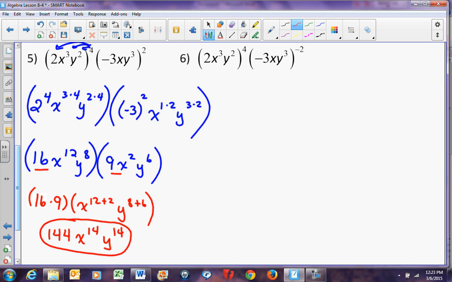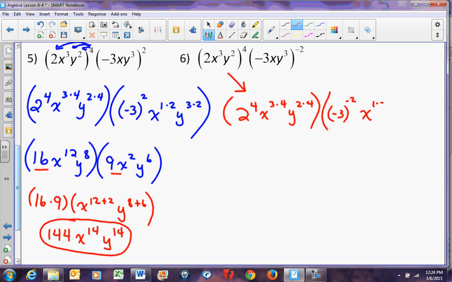Okay, so let's equate this again. This will be 2 to the 4th, x to the 3 times 4, y to the 2 times 4. There's my first parenthesis. My second parenthesis will be negative 3 in parentheses to the negative second power, x to the 1 times negative 2, y to the 3 times negative 2. Now I'll just do the math.